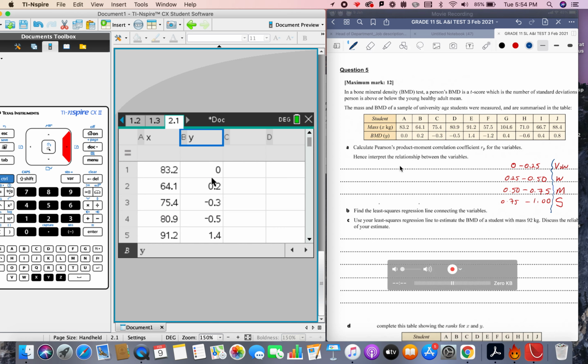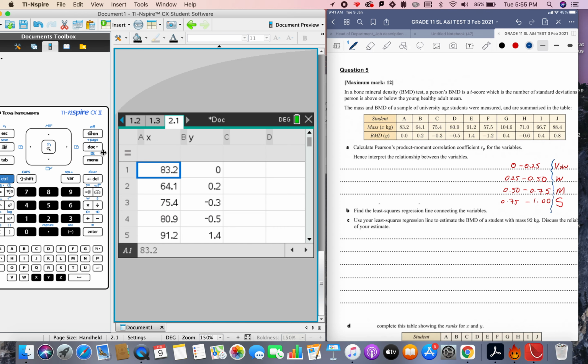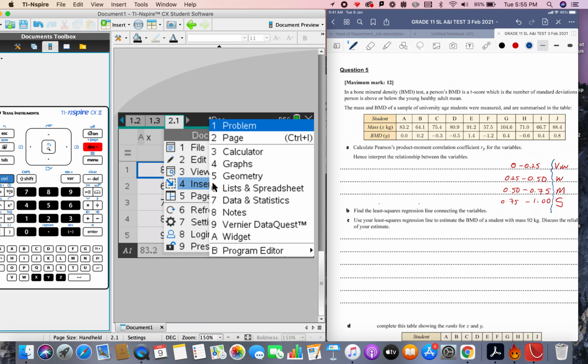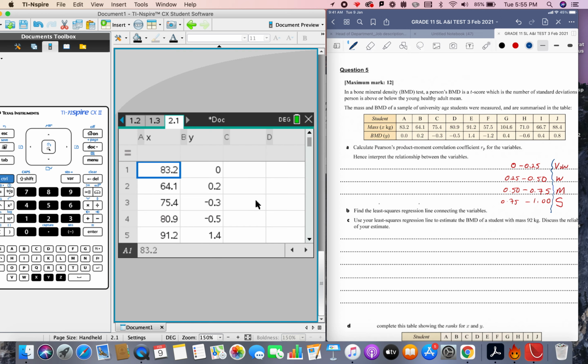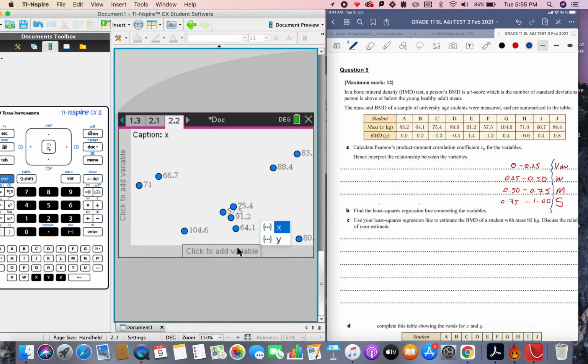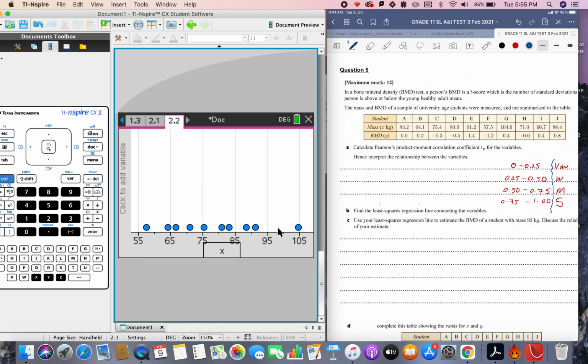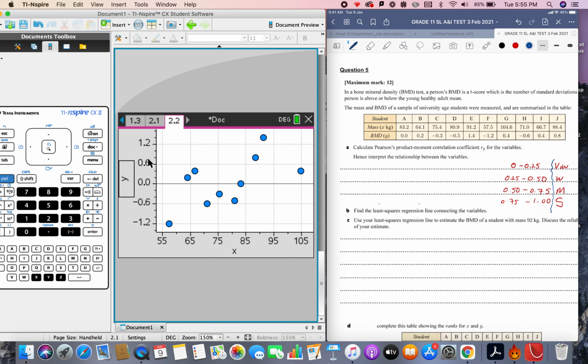So just to broaden the question, I'm going to go doc, insert a data and statistics page, and here we're going to have the X variable, the mass of university students, and here's Y, the bone density. Can you see there seems to be maybe moderate linear correlation here, although it is quite spread out. So there doesn't seem to be any outliers here. This might be an outlier, not too sure, but it does tell us to calculate Pearson's to start with.